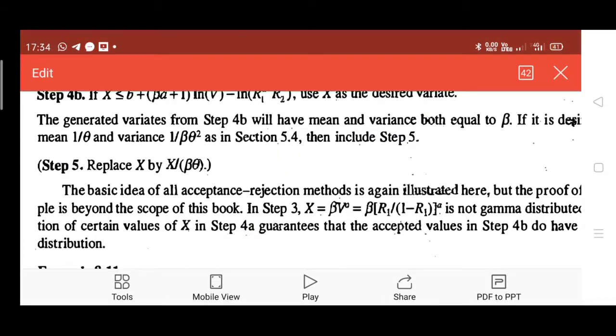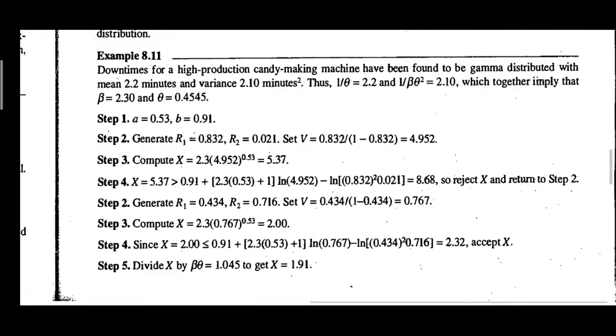Let us see a small example. Downtimes for a high production candy making machine have been found to be gamma distributed with a mean value of 2.2 minutes and a variance of 2.1 minutes. So 2.2 minutes is the mean value, and the variance is 2.1 minutes.